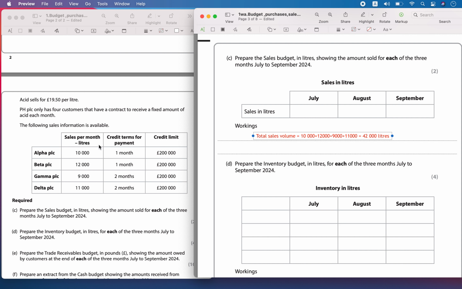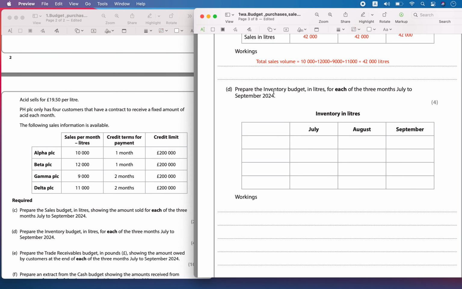For each month, it seems it's fixed. For the 3 months they have said, so let's write the same amount for each of these months. They are going to purchase 42,000 liters of acid every month. They have a contract, so this is the contract amount of liters they are going to purchase.